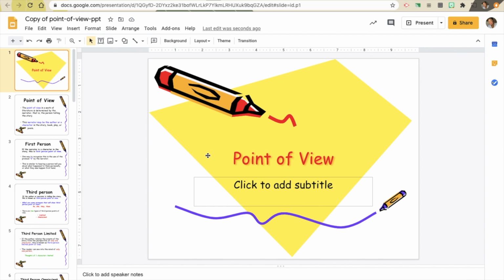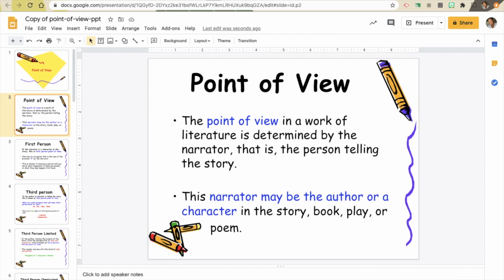Today I'm going to talk with you about point of view. The point of view in a work of literature is determined by the narrator. That is the person telling the story. The narrator may be the author or a character in the story, book, play, or poem.